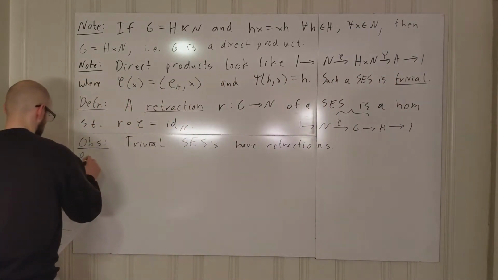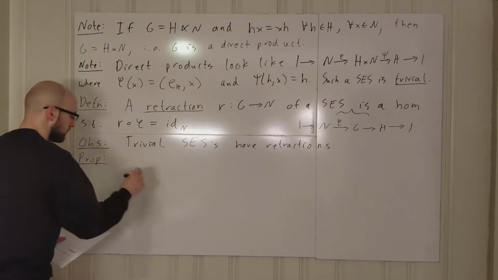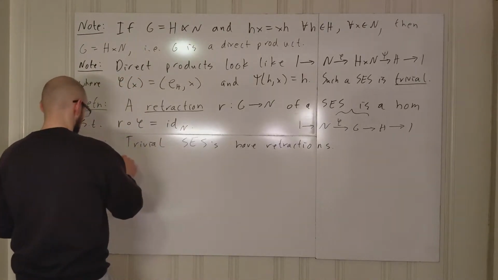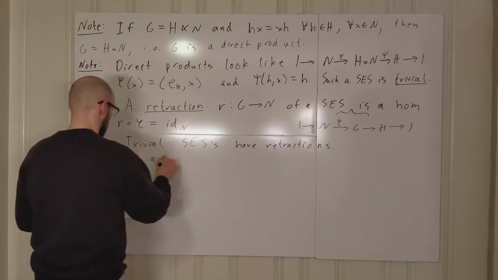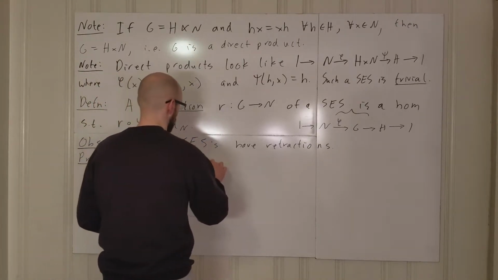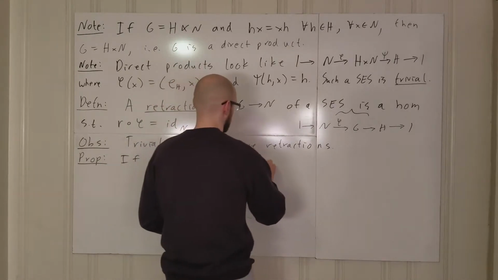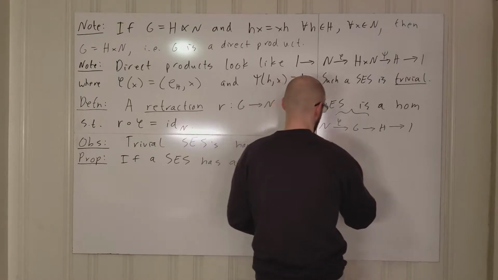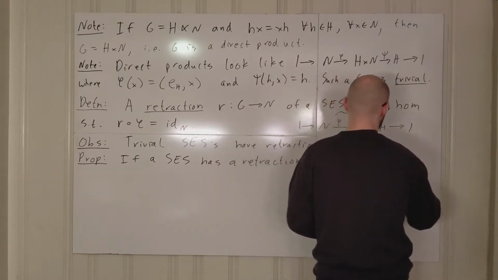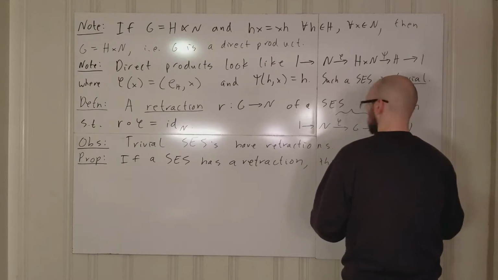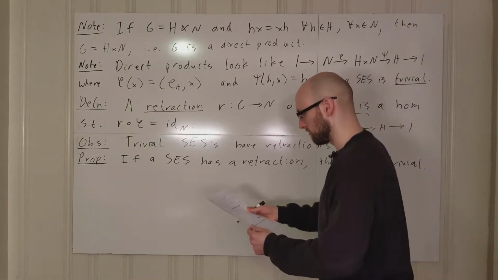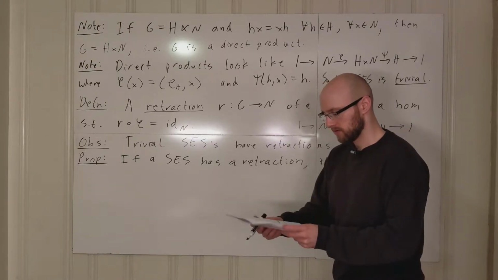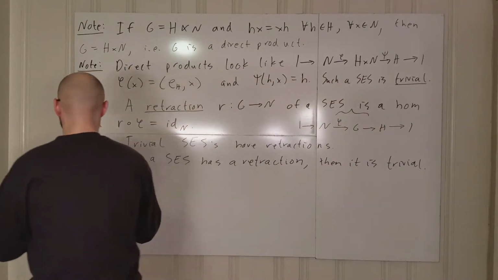But it turns out, we have to prove this, but it turns out the reverse is also true. So if a short exact sequence has a retraction, then it is trivial. Okay, and I think I might have enough time to prove this. Proof.